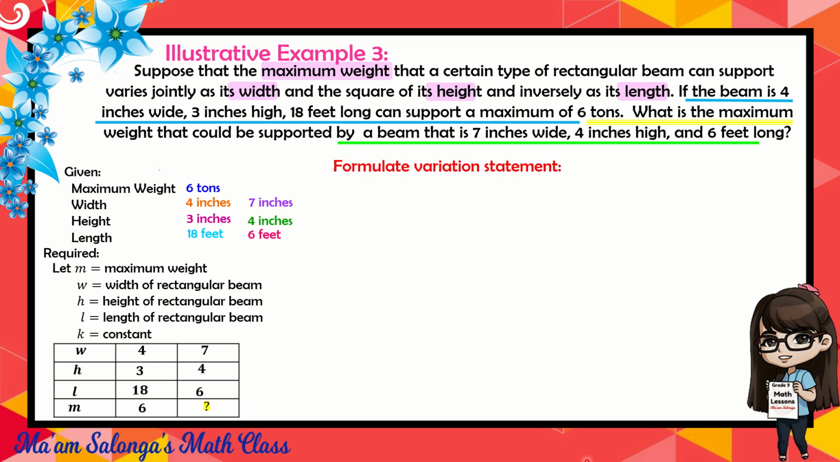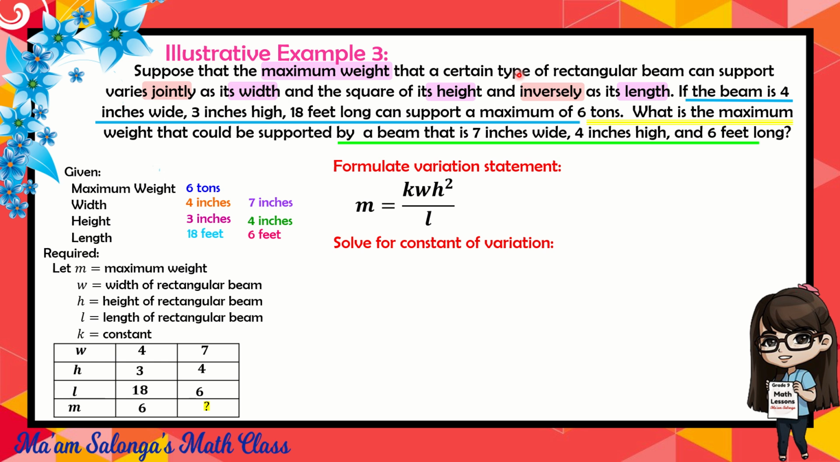The first one is to formulate a variation statement. So since the maximum weight varies jointly with its width and the square of its height, take note of the word square of its height, that is M is equal to KWH squared and inversely as its length, over L. So this is the mathematical equation of this problem.